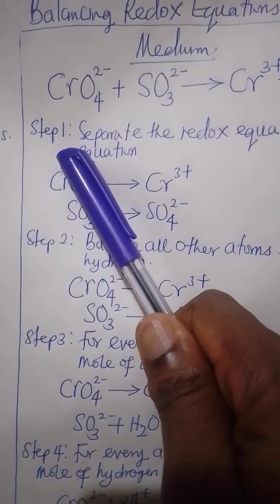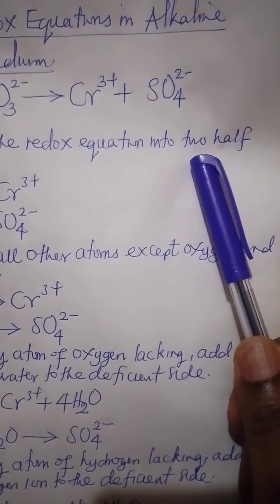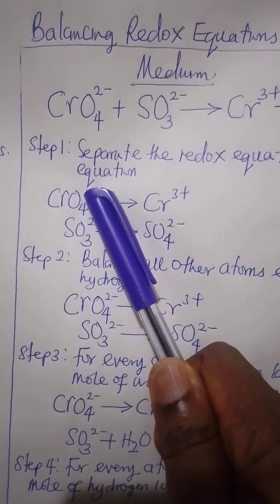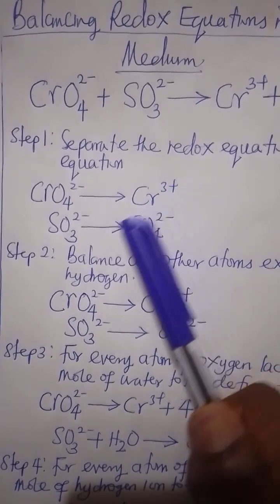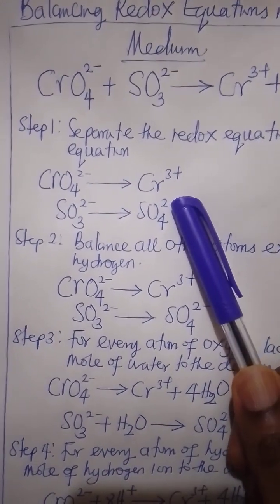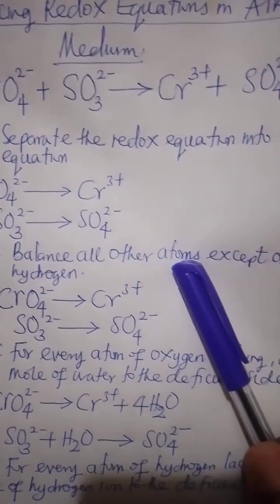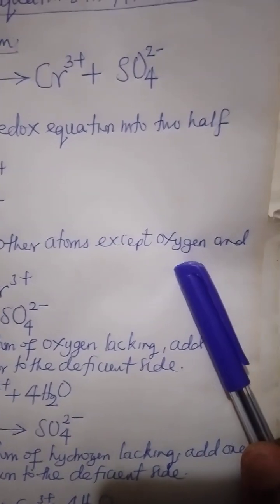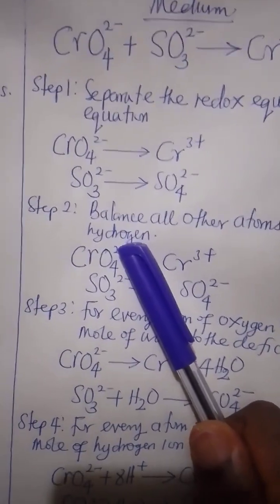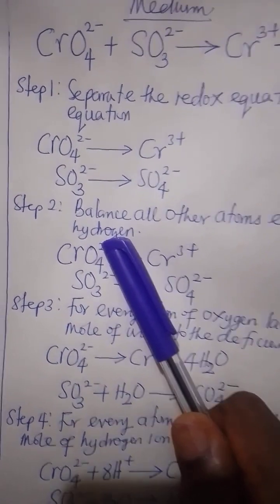Step number 1. Separate the redox equation into two half equations. And that is CrO4 2- will give us Cr3+, SO3 2- giving SO4 2-. Step number 2. Balance all other atoms except oxygen and hydrogen. As you balance every other atom, do not touch oxygen and do not touch hydrogen.